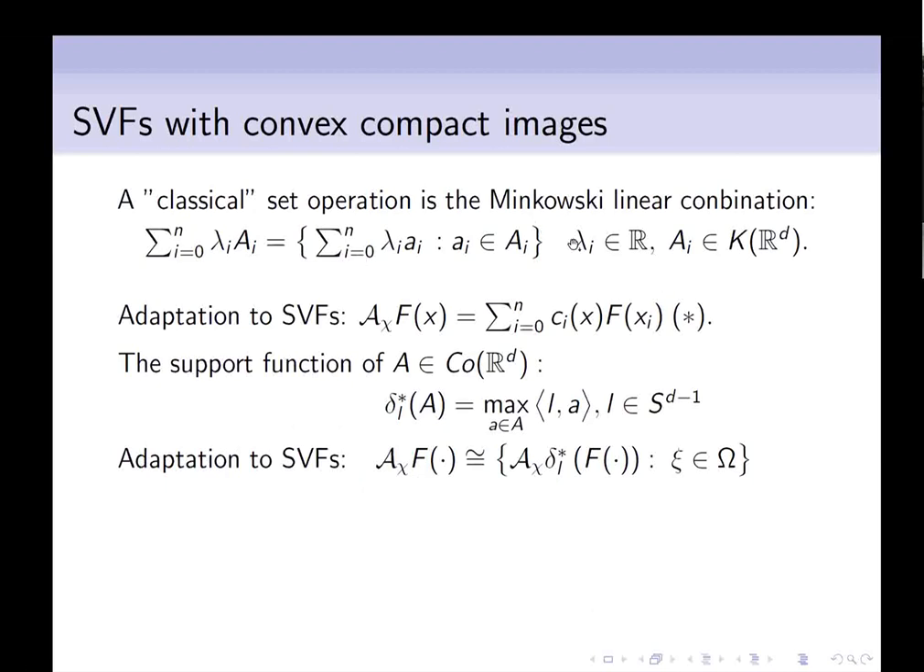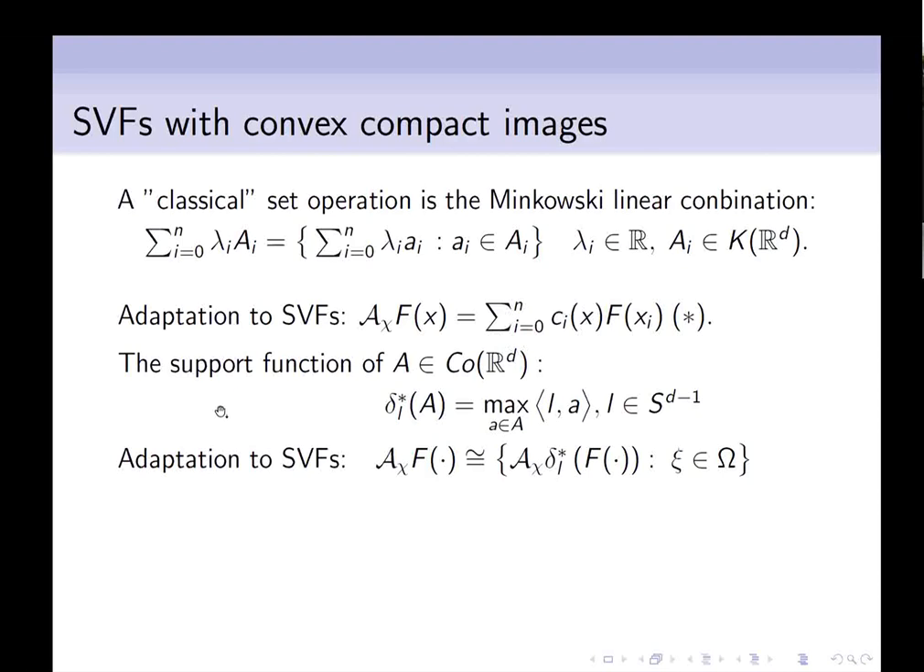A classical set operation for a convex set is the Minkowski linear combination. Its definition is just a collection of all possible linear combinations of elements. So then we can adapt any approximation operator just by replacing linear combinations of numbers by these linear combinations of sets. And we have an adaptation.